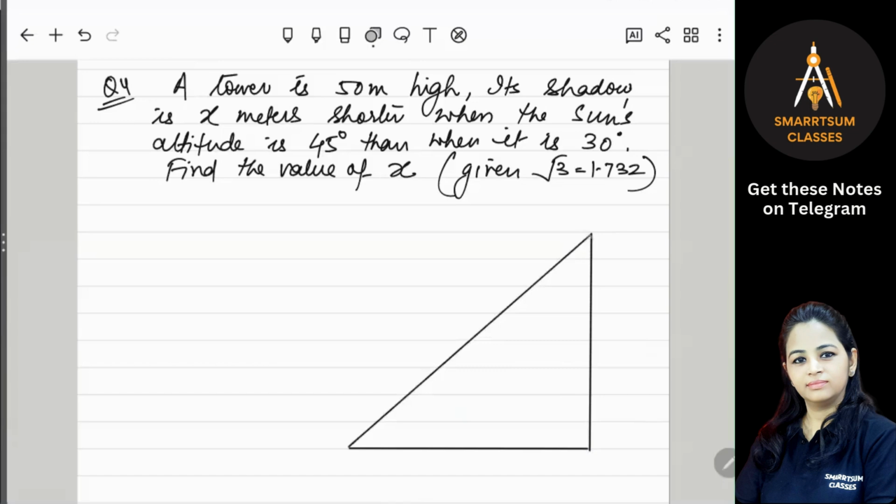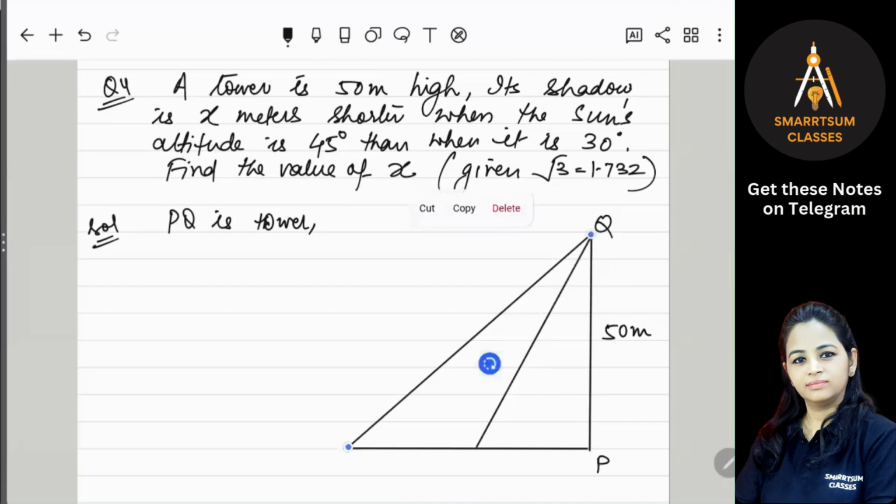Now look here. Suppose PQ is the tower, and the height of the tower is given as 50 meters, so we can say that PQ is equal to 50 meters. Now PA and PB are the shadows.